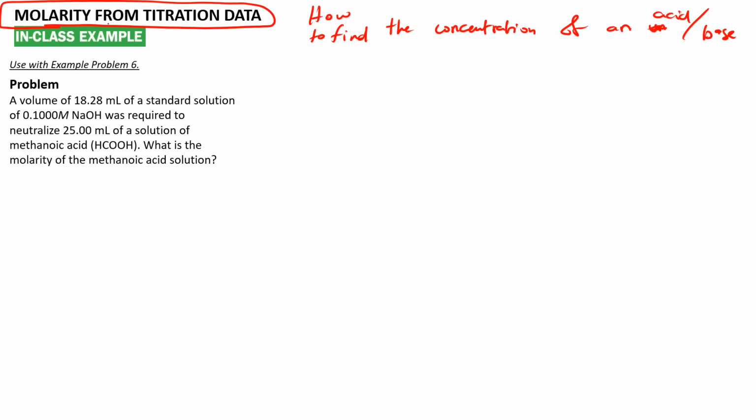Now we will use the data from the titration, from the curve, to actually do some calculations. So a volume of 18.28 milliliter of standard solution, the titrant whose concentration we know, of 0.1 molar NaOH was required to neutralize 25 ml of a solution of methanoic acid. What is the molarity of methanoic acid?